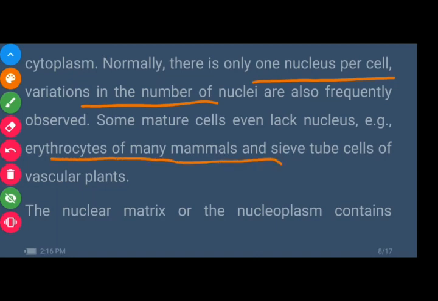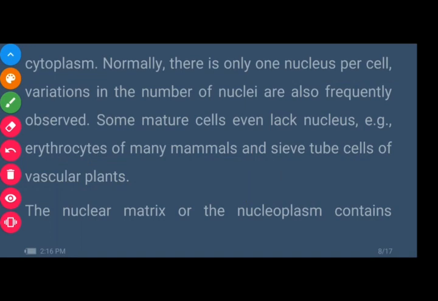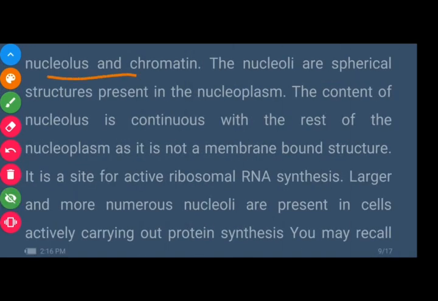Example, the erythrocytes of many mammals. What is an erythrocyte? It means RBC, red blood cells. Inside the red blood cells of many mammals, the nucleus is lacking. And the sieve tube cells of vascular plants also lack the nucleus. In some cells a single nucleus is present, in some cells more than one nucleus is present, and in some mature cells the nucleus is lacking. So the nuclear matrix or nucleoplasm contains the nucleolus and the chromatin.